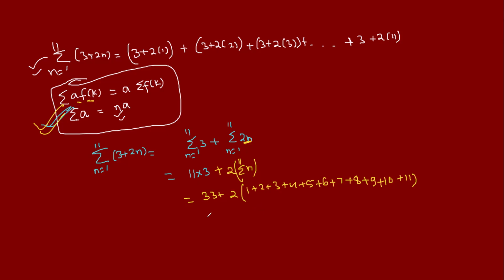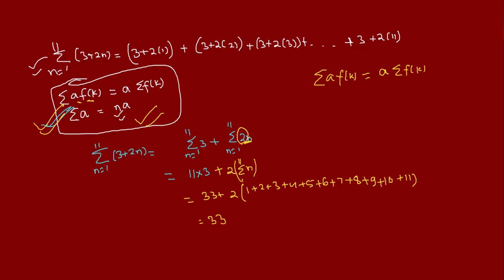Can you repeat these formulas again? I didn't understand. See, whenever a into f of k is there, if a is constant, you can write it outside, just like this.